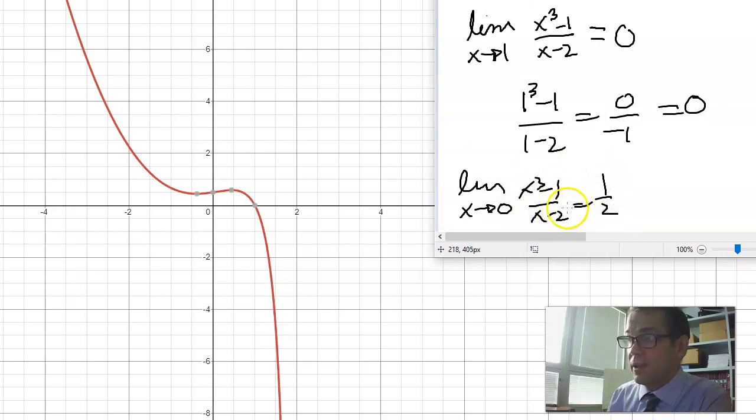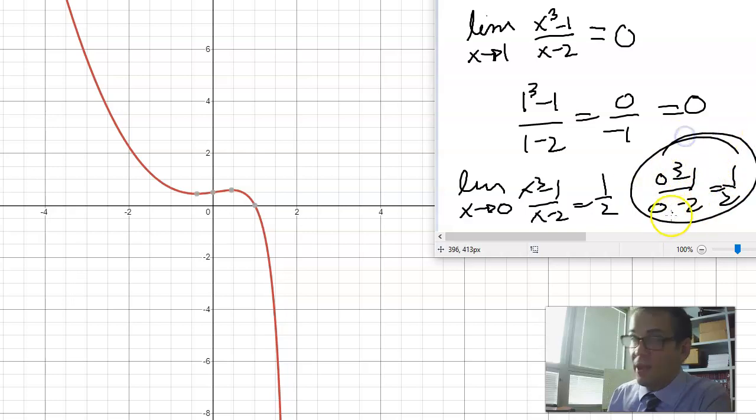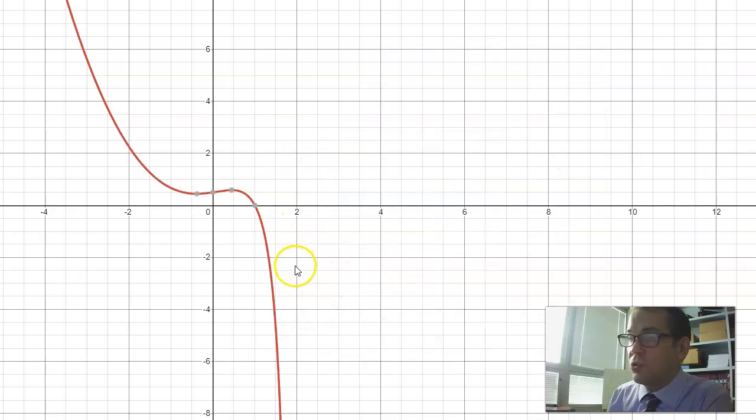Graphically and numerically, I can plug in the 0 and get 0 cubed minus 1 over 0 minus 2, which is 1/2. That would be the algebraic proof. That's the graphical proof. But as I try to approach 2, crazy things happen. And so that's where we have to talk about one-sided limits to help us be a little more precise about the insanity that ensues.